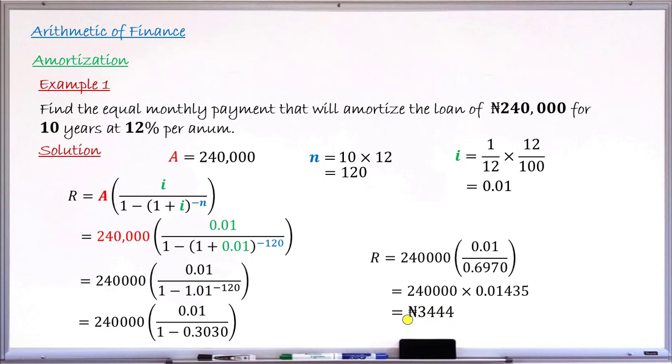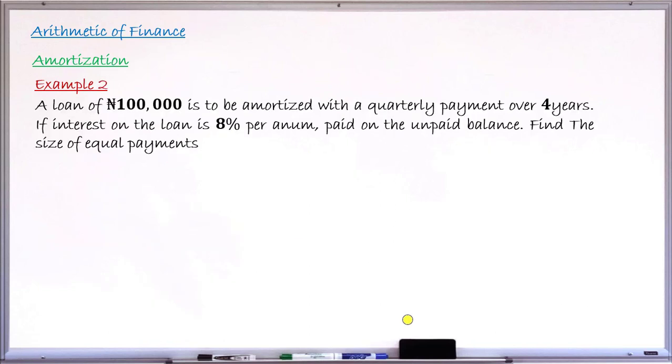So let's just take one more example. Example number 2 says a loan of 100,000 naira is to be amortized, meaning to be offset completely, with a quarterly payment. A quarterly payment means payments that will be done every 3 months, and we would like to do that over a period of 4 years. And the interest rate on that loan is 80% per annum, and the interest is usually paid on the unpaid amount, that is on the unpaid balance.